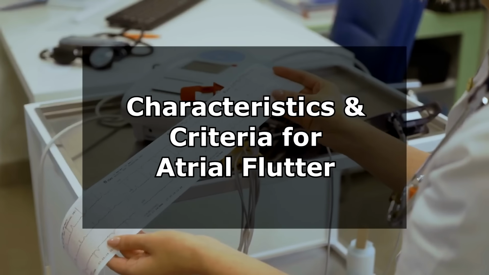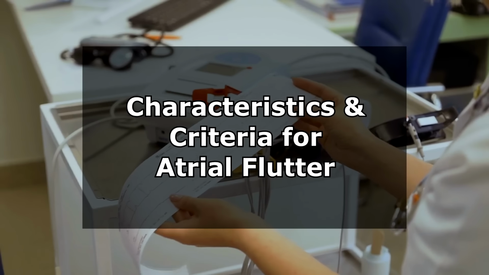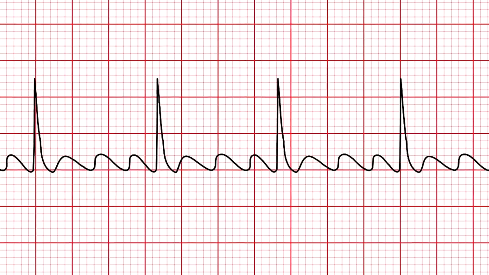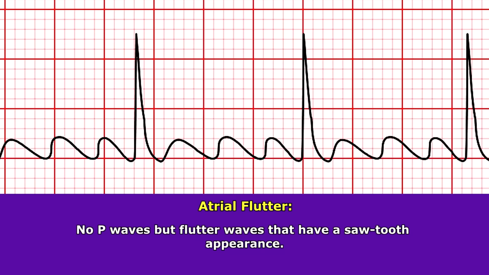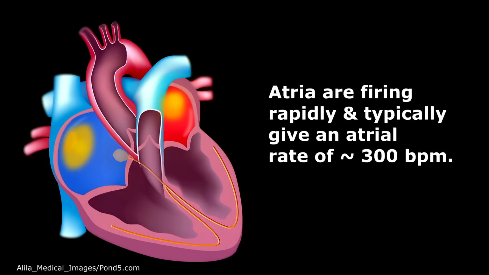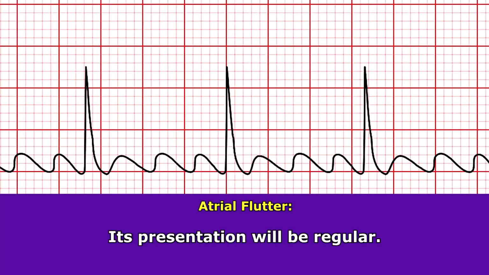So what are some characteristics and criteria to tell you that you're dealing with a flutter? Well, whenever you look at that ECG waveform, you're going to see that there are no P waves but flutter waves that look like a sawtooth. And the atria are firing very rapidly, typically around a rate of 300 beats per minute, give or take, and its presentation will be regular.